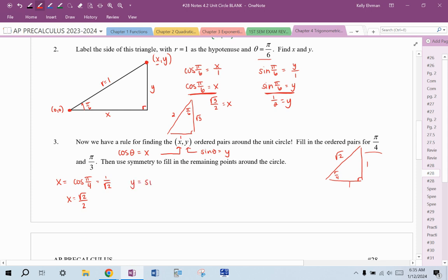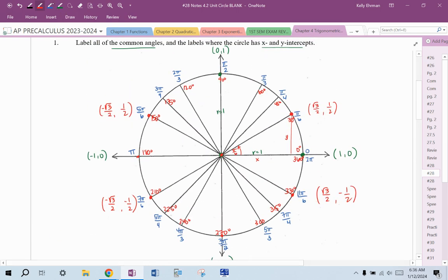And the y-coordinate should be the sine of pi over 4, which is actually the same thing, right? Opposite over hypotenuse is still 1 over radical 2. So y is also going to rationalize to radical 2 over 2. So let's put that ordered pair right here on the pi over 4 angle. So radical 2 over 2 for x and for y. That's kind of easy to remember. And then just like I did with my pi over 6 angles, I can reflect this around the circle and just make small adjustments with negative signs. In quadrant 2, it's negative radical 2 over 2, positive radical 2 over 2. In quadrant 3, they're both negative radical 2 over 2's.